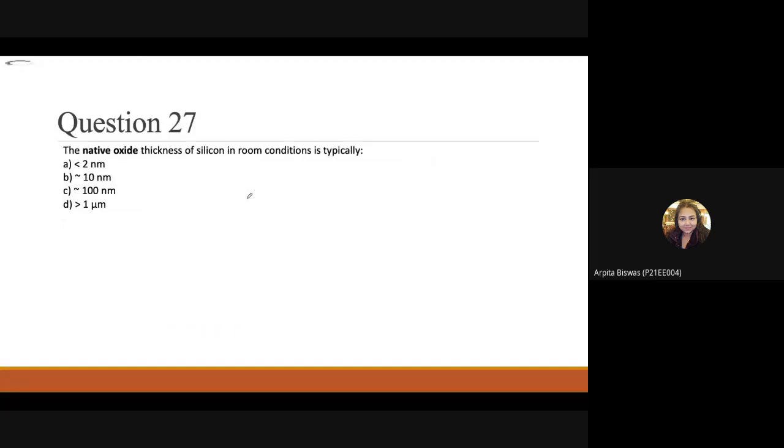So question number 27: the native oxide thickness of silicon in room condition is typically less than 2 nanometer, or 10 nanometer, or 100 nanometer, or greater than 1 micrometer. Less than 2 nanometer. Yes, less than 2 nanometer.